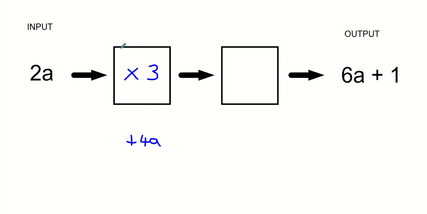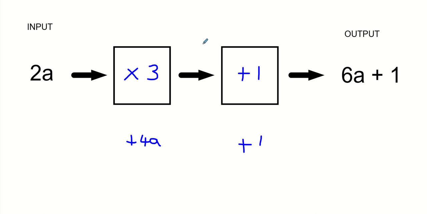Once we've got 2a times 3 to give us the 6a, we need to make the plus 1 on the end, and in both cases that just means we need to have the second operation as plus 1.